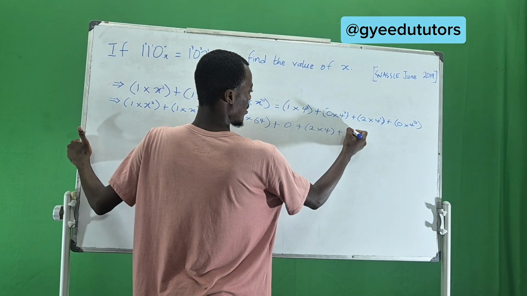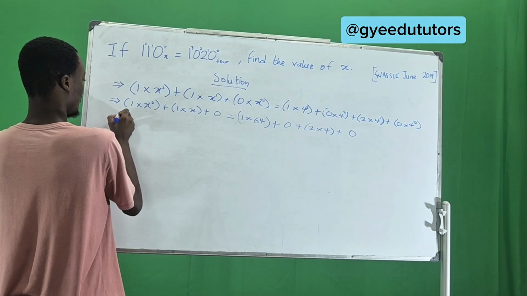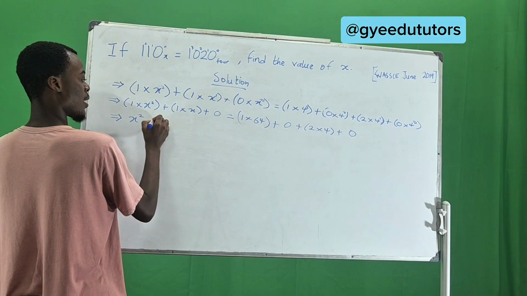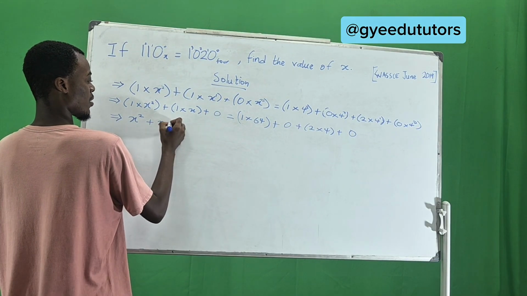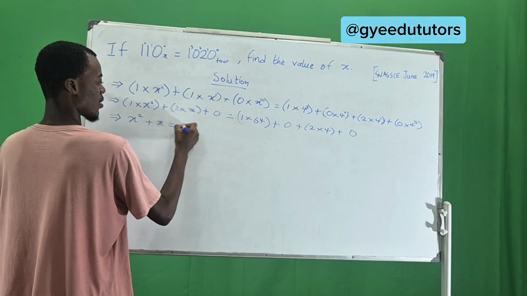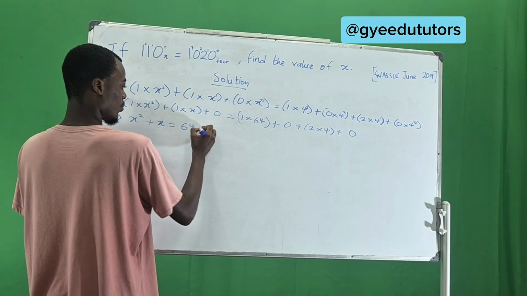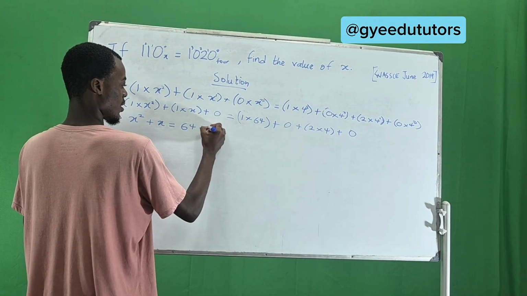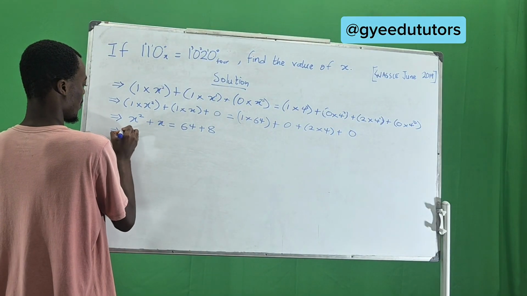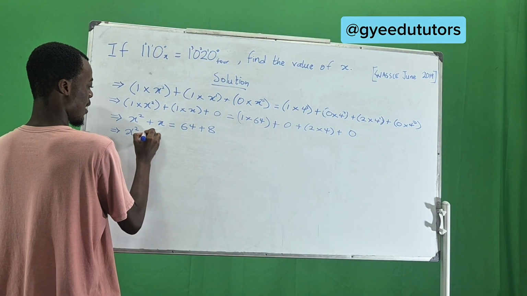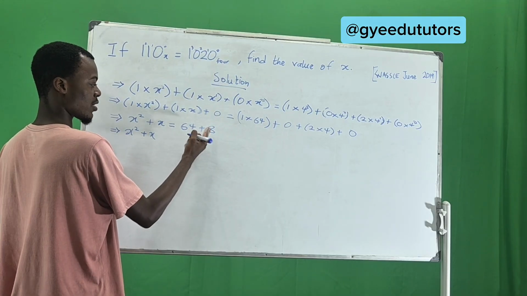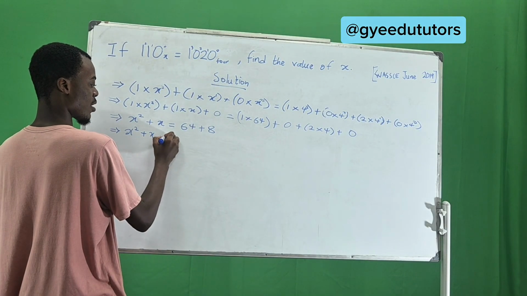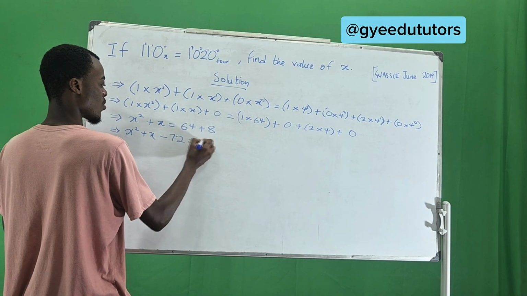Plus 0. So now we have x squared plus x plus 0, equal to 64 plus 2 times 4, which is 8. So now we have x squared plus x equals 64 plus 8, which is 72. 72 goes to the other side, it comes out as minus 72, equal to 0.